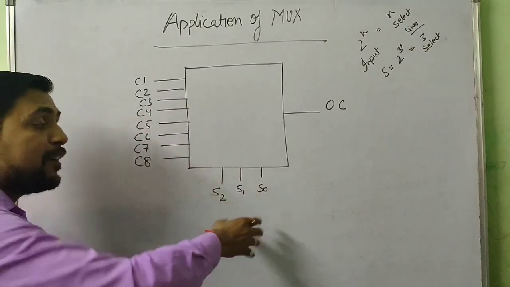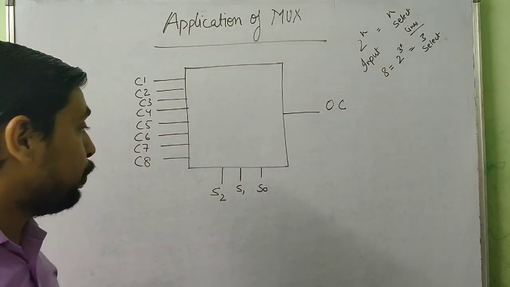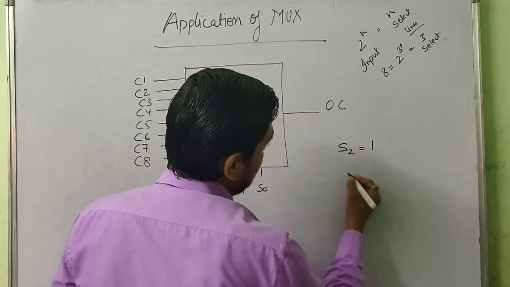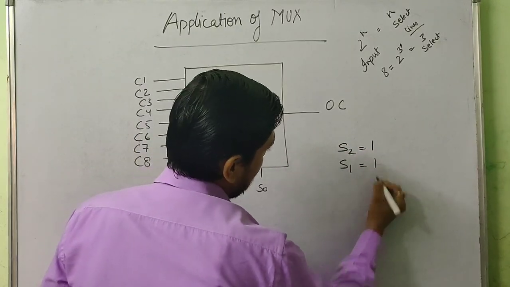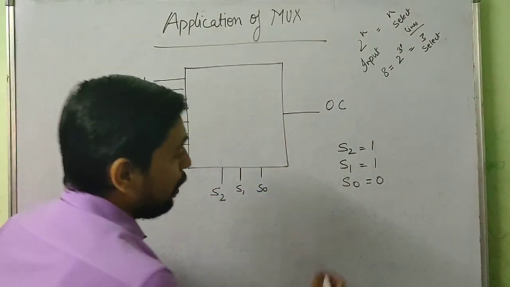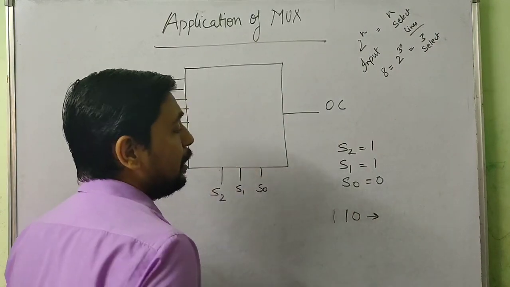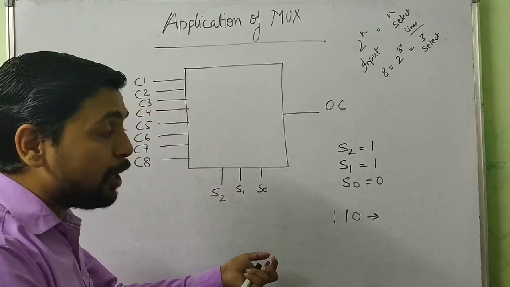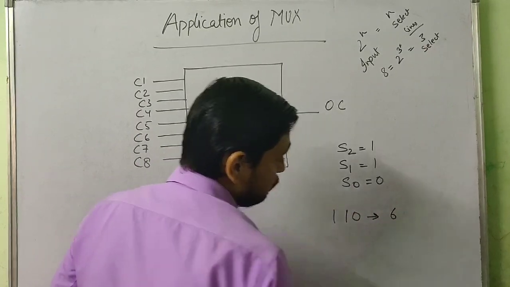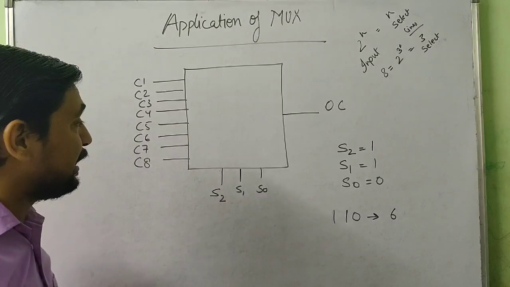Now, according to the given value of S0, S1 and S2, any one of the channels would be selected. Suppose I have entered S2 as 1, S1 as 1 and S0 as 0. So it is 1, 1, 0, which is a binary number. If it is represented in octal, that will be an octal 6. That means out of these given channels, which channel will be selected?